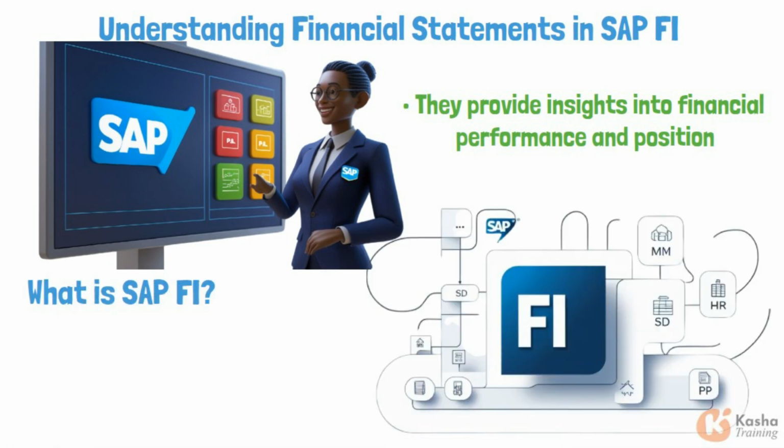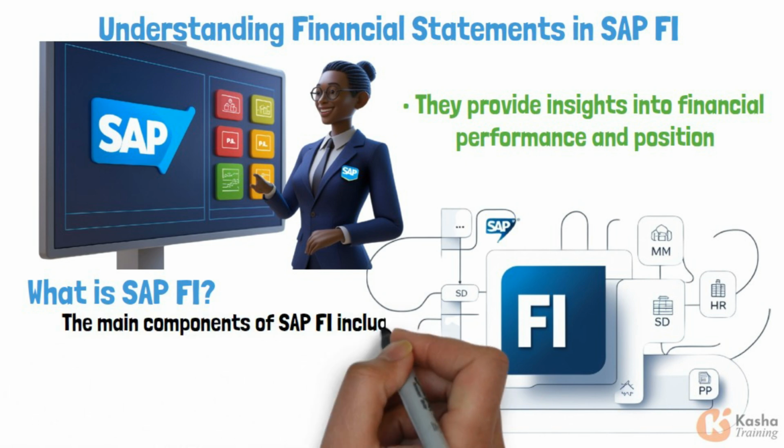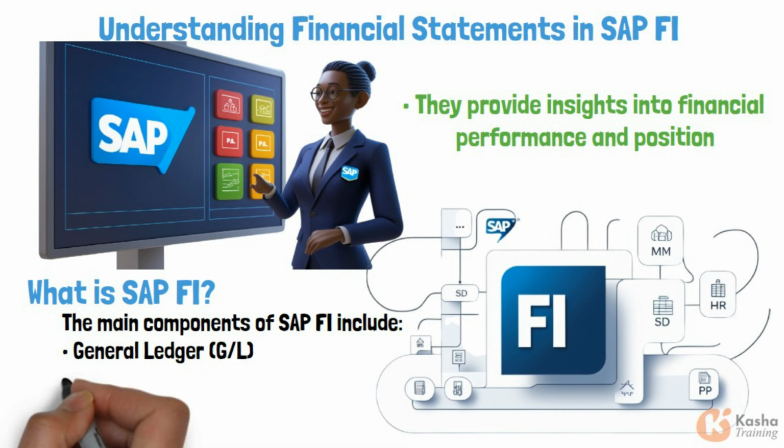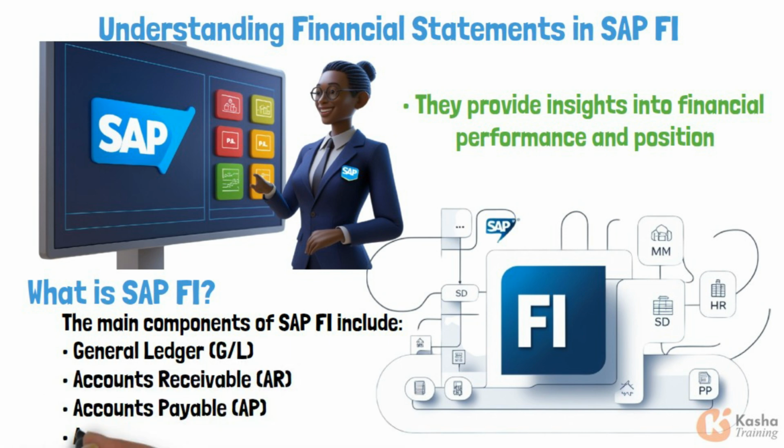What is SAP FI? SAP FI is a vital module within the SAP ERP system that manages financial transactions and reporting. It integrates seamlessly with other SAP modules, allowing for comprehensive financial data management across various business operations. The main components of SAP FI include General Ledger (GL), Accounts Receivable (AR), Accounts Payable (AP), Asset Accounting (AA). These components work together to ensure accurate financial reporting and compliance with legal requirements.